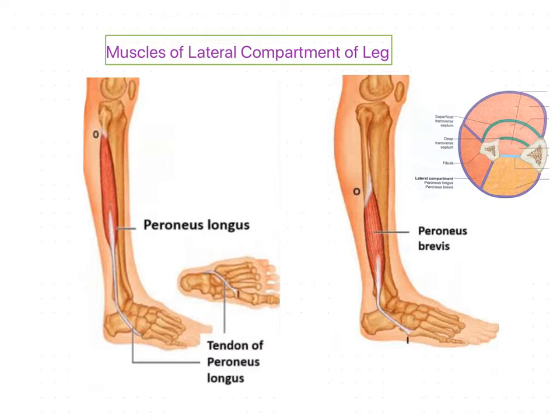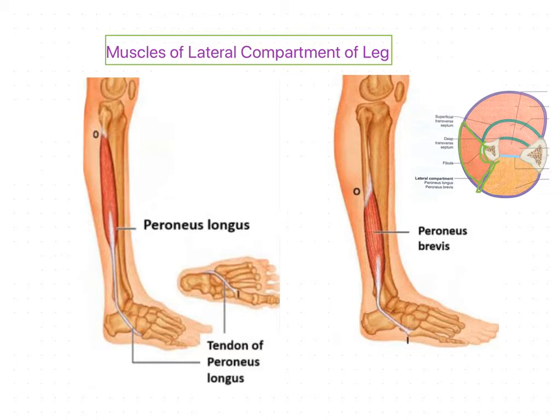Before that, the lateral compartment of the leg, otherwise called the evertor, fibular or peroneal compartment, is the narrowest of the leg compartments. It is located in the area bounded by the anterior intermuscular septum, the lateral surface of the fibula, and the posterior intermuscular septum. So this forms the lateral compartment of the leg.